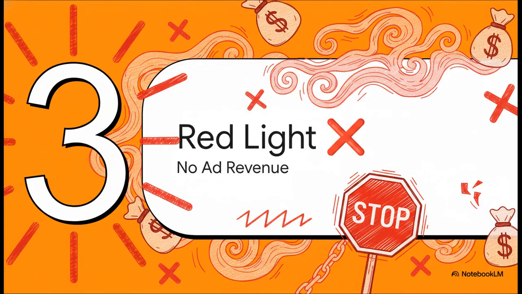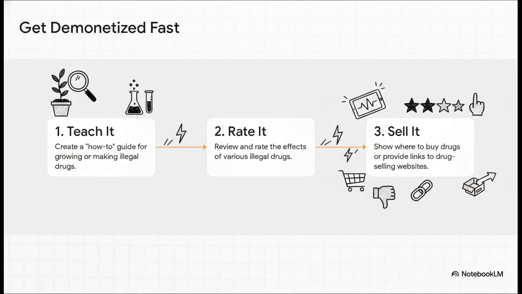And finally, we get to the category you absolutely 100% want to avoid: the red light. This is content that will get no ad revenue at all. These are the hard lines that, if you cross them, will result in total demonetization. You want to guarantee zero ad revenue? It's actually pretty simple. Step 1, make a how-to guide for making or growing illegal drugs. Step 2, review illegal drugs like you're a tech vlogger unboxing the latest phone. And Step 3, tell people where they can buy them, or even worse, link directly to a seller. You do any of those and yeah, your video's toast.